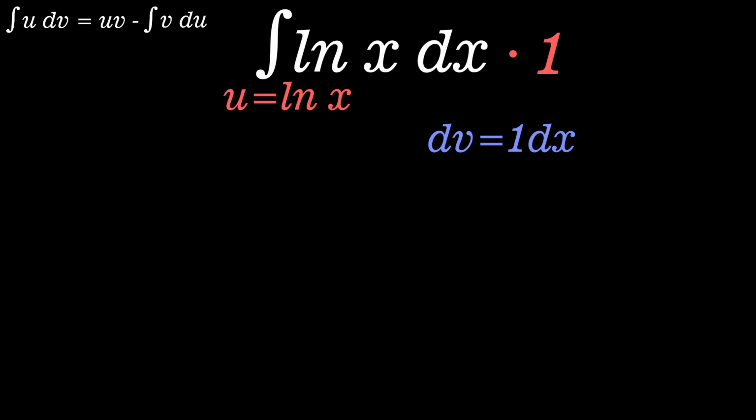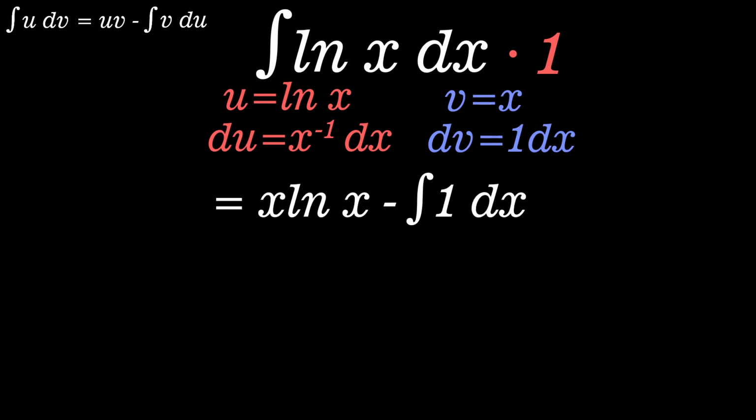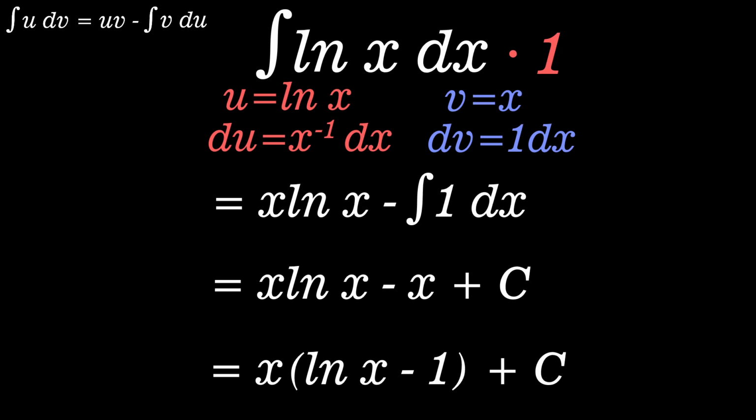That makes du equal to 1 over x dx, or x to the negative 1 power, and v equal to x. Now we can multiply u and v to get x ln x, and subtract that by the antiderivative of v du, which is 1 dx. That just means our answer is x ln x minus x plus c. Or if you really wanted to factor it, x times the group of ln x minus 1 plus c.